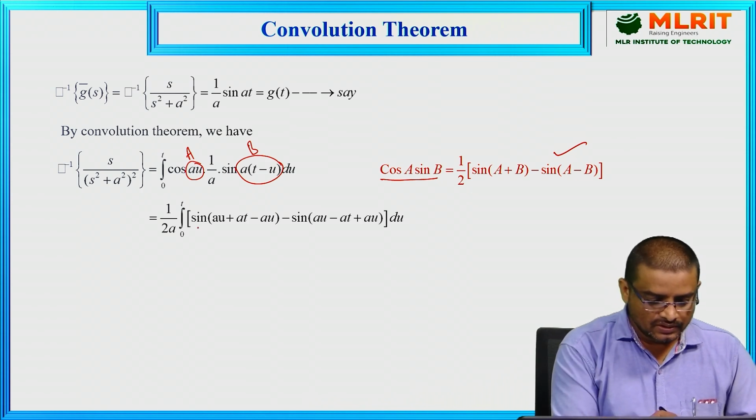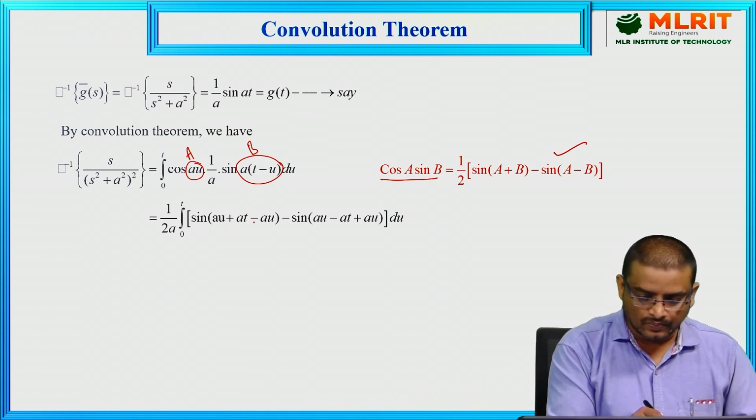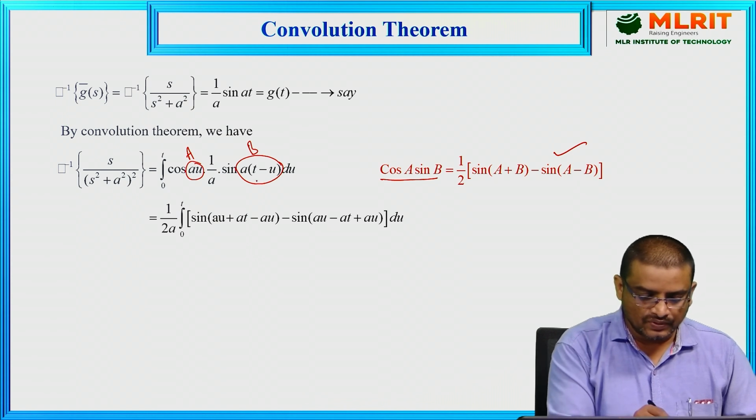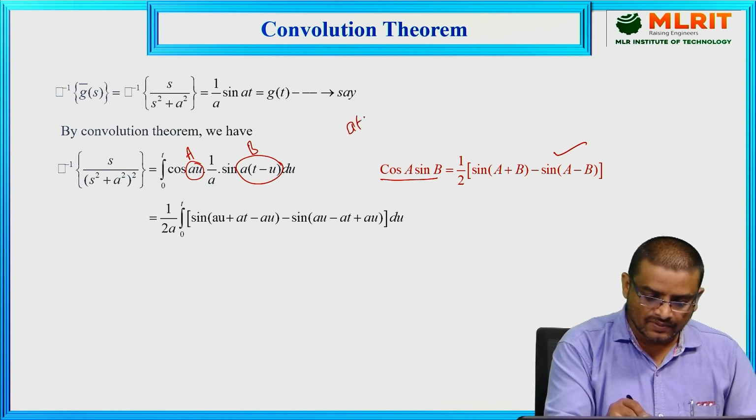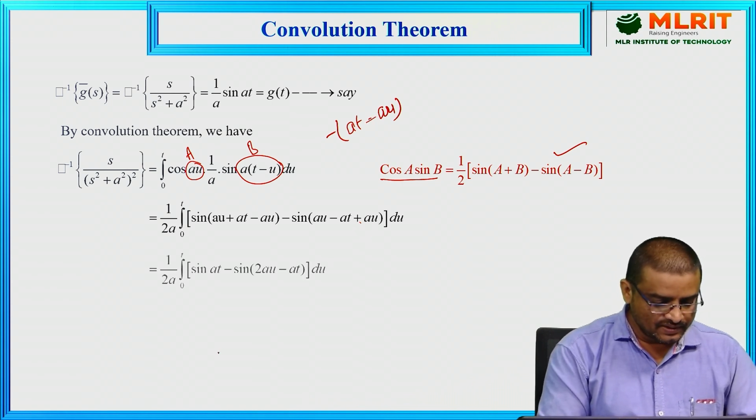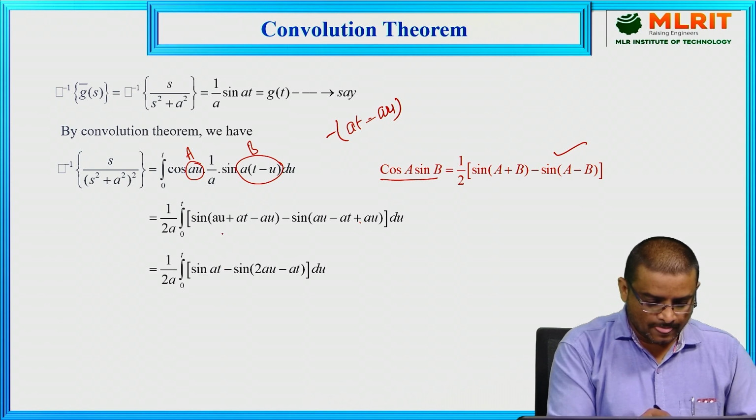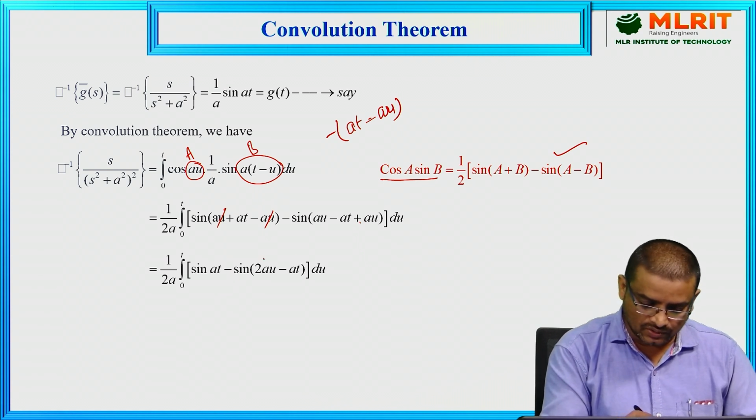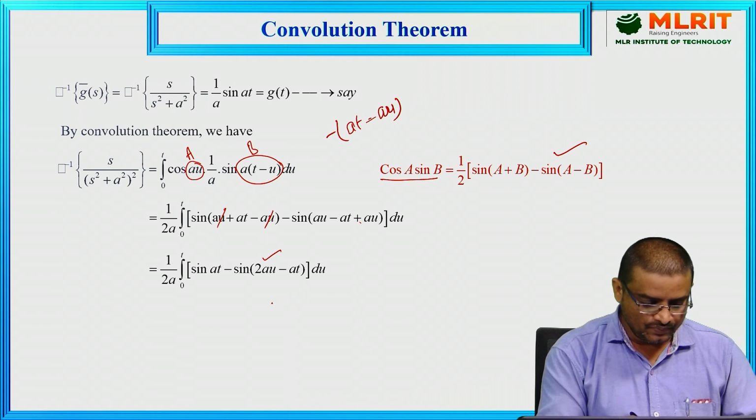So you will get sin of a plus b, that is au plus at minus au, minus sin of a minus b, that is au minus, at minus au. You multiply with minus, so you will get minus at, minus of minus plus au. Now simplify this. So this au and this au get cancelled. You will get sin at minus sin of 2au minus at.